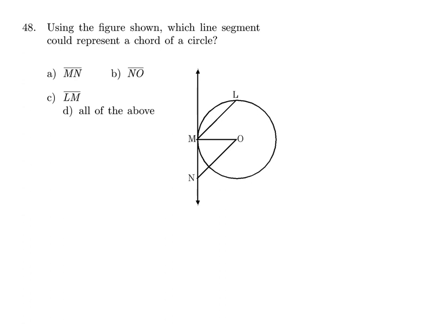Alright, using the figure shown, which line segment could represent a chord of a circle? Okay, that wasn't very difficult at all. That's a radius. This would be a chord from one point of the circle to another. ML or LM. Alright, so 48 is just C. Done.